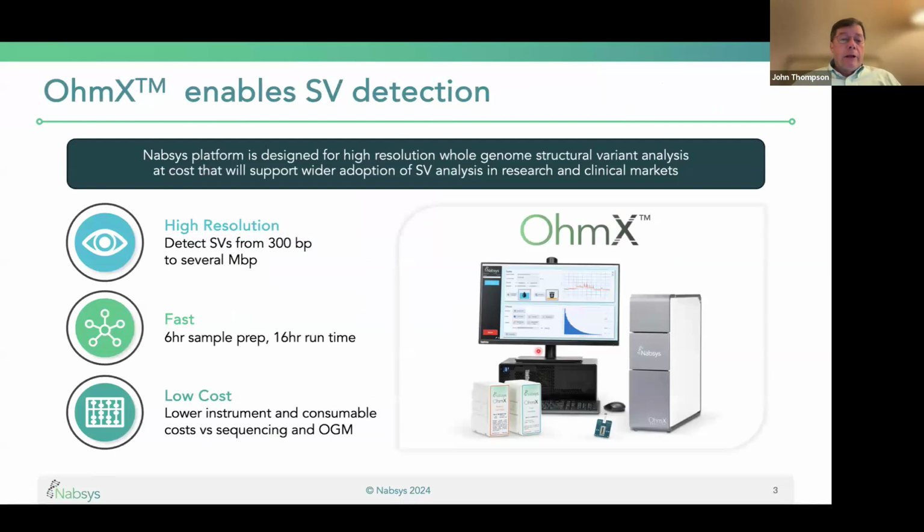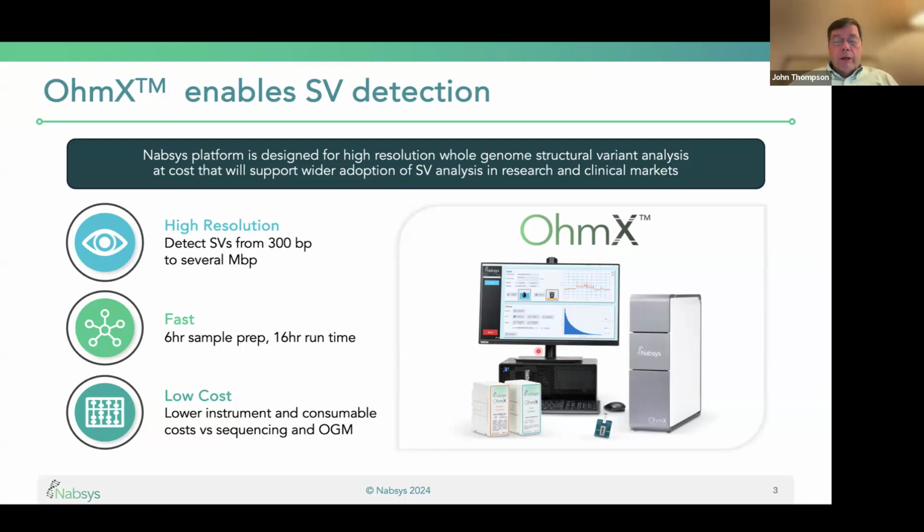So the important aspects of the Omics are higher resolution. Now, it is a mapping technology, so you don't get sequence data. So it's mapping data at the resolution of about 300 base pairs, and then you can go up as high as feasible into the megabase region. The sample prep is fast. You can do it in one day and then run the sample overnight. And it's lower cost because it's essentially a very fancy voltmeter.